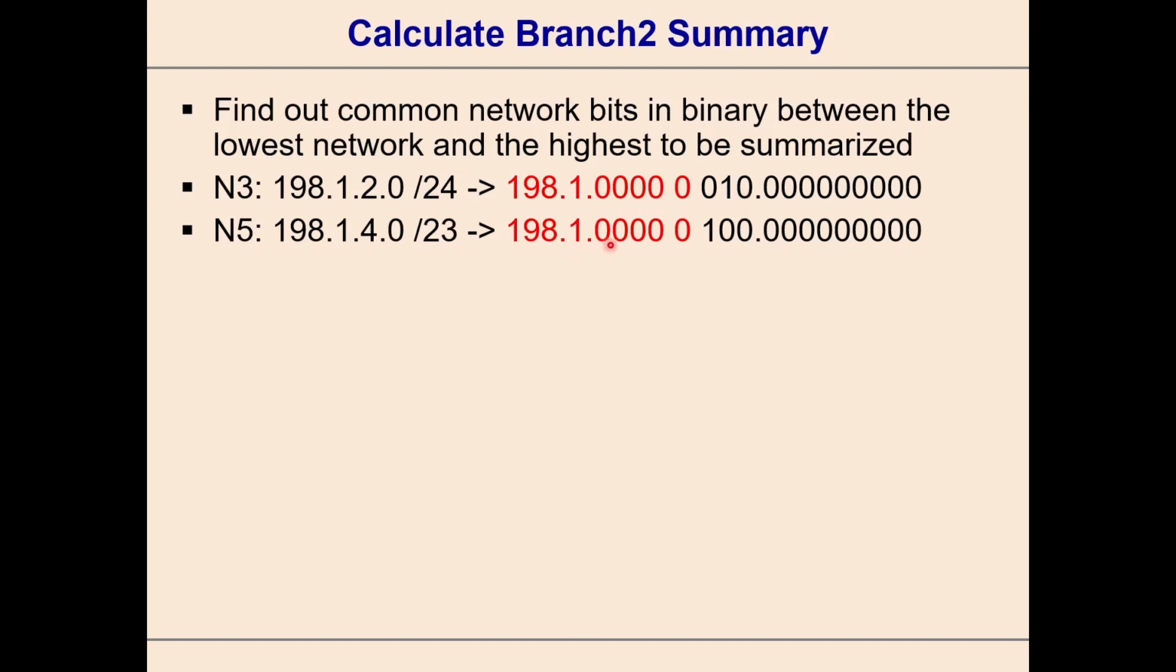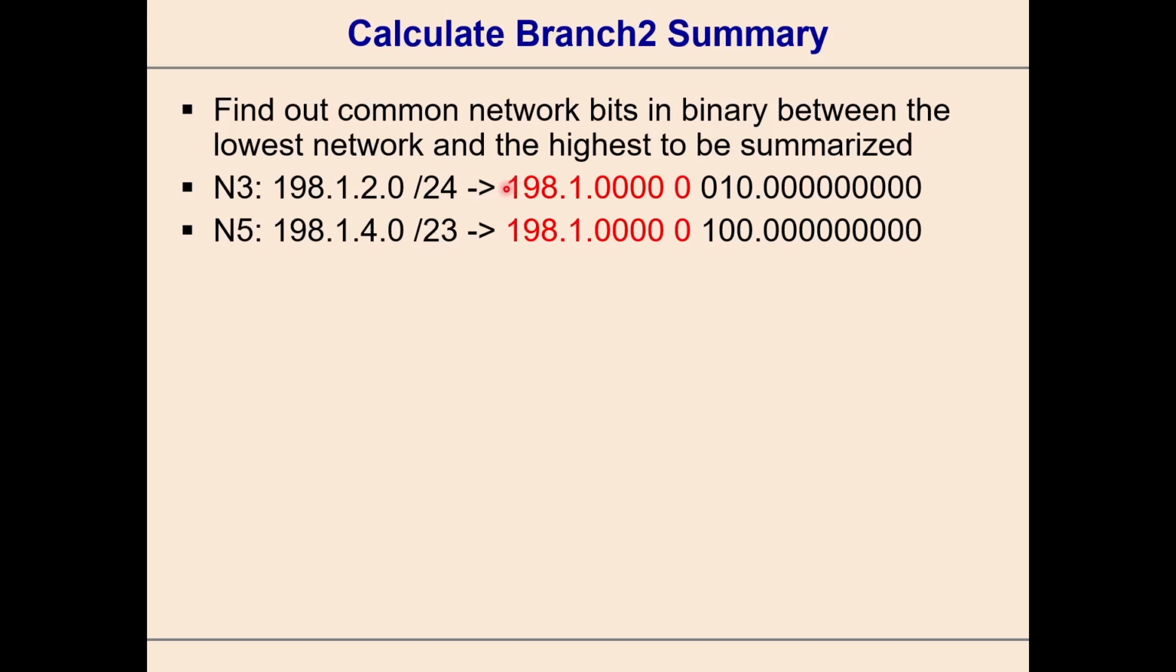Network 5, 00000100, that is 4. Okay, then the last octet also write into binary. Now, we're looking for the common bits in binary.